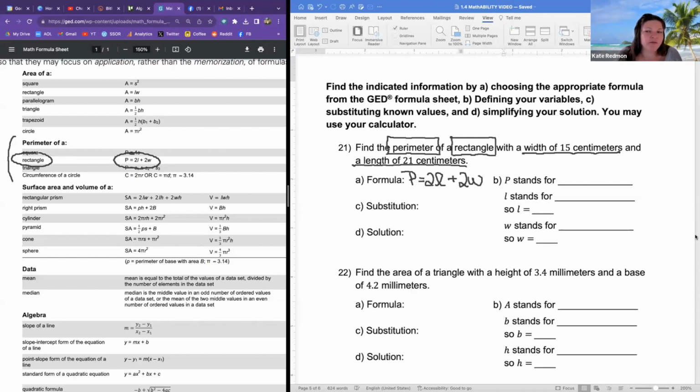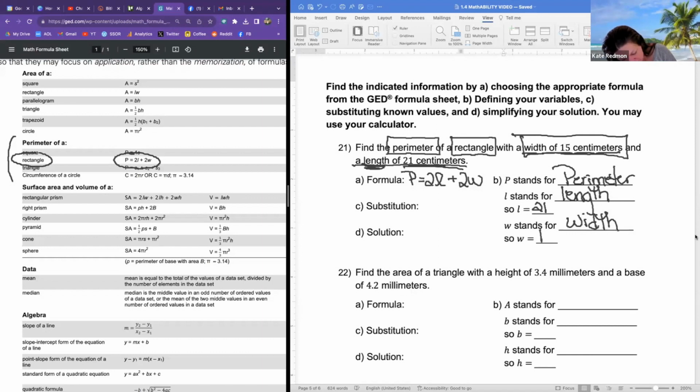We're saying to find the perimeter. The perimeter is equal to, so you can find it this way, 2 times the length, they're shoved together, plus 2 times the width. P stands for our perimeter. L stands for our length, and we know from this problem what our length is. Our problem said our length was 21 centimeters, so L is equal to 21. And W stands for width, and again, we know what our W is. The problem said the width is 15 centimeters, so W is equal to 15.